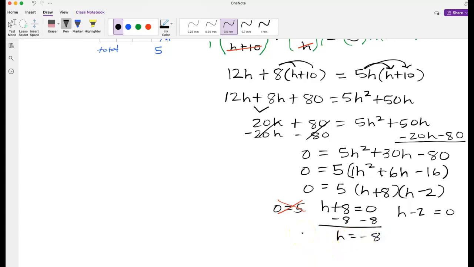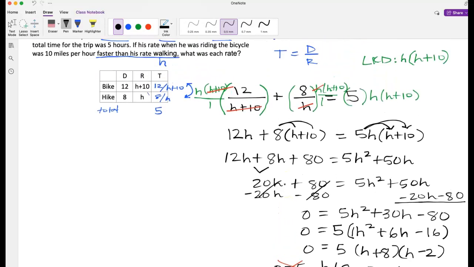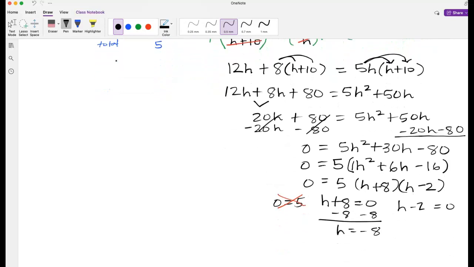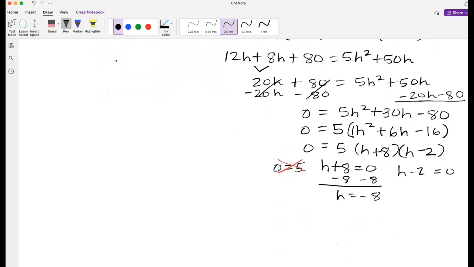Well, let's think about that. What is it that we were trying to find, right? We said that h was the rate, a walking rate. Can you go negative 8 miles per hour? No, that's not possible. So this is an extraneous solution. We're not going to be using that one. Okay, however, our other one, if we add the 2 over, then we get h equals 2. So this is the one that we want to use.